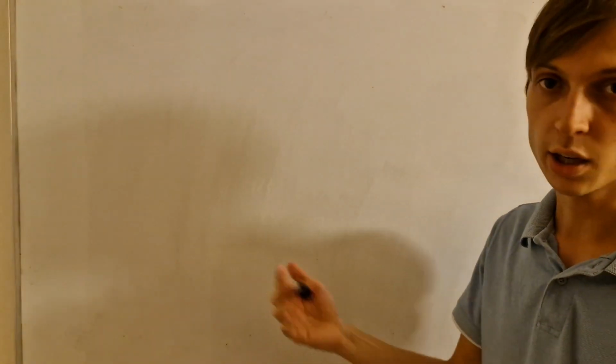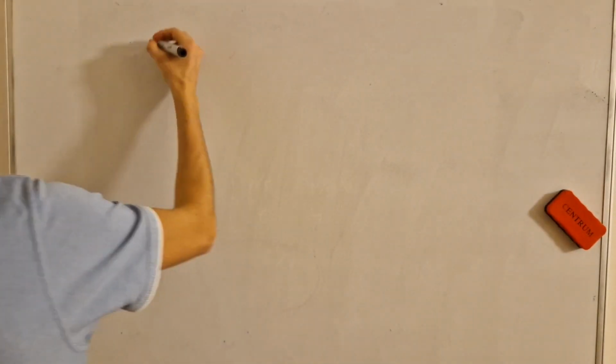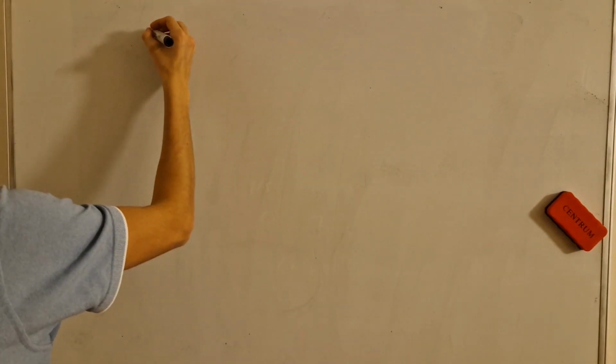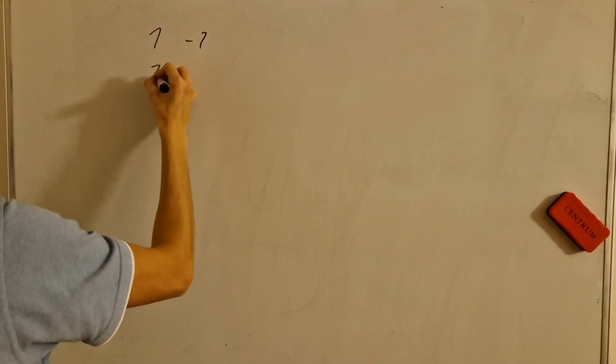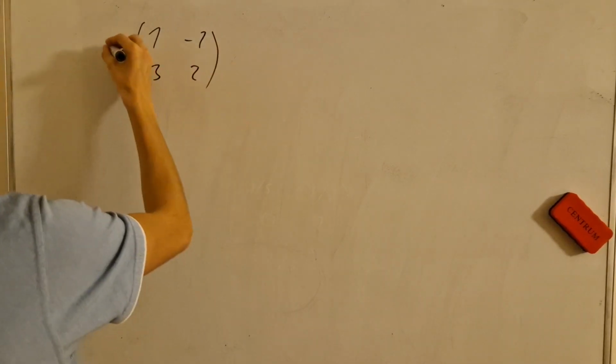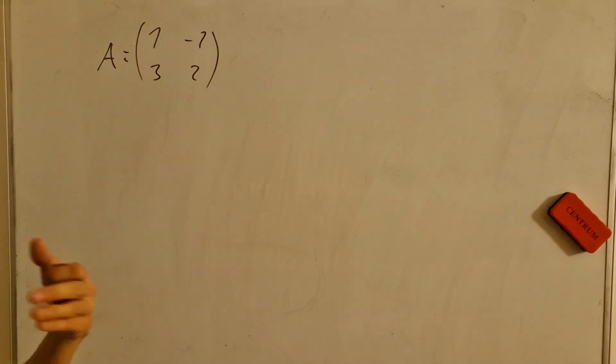Let's say we have a matrix like, for example, 1 minus 1, 3, 2. That's A. Now I want to take the inverse.